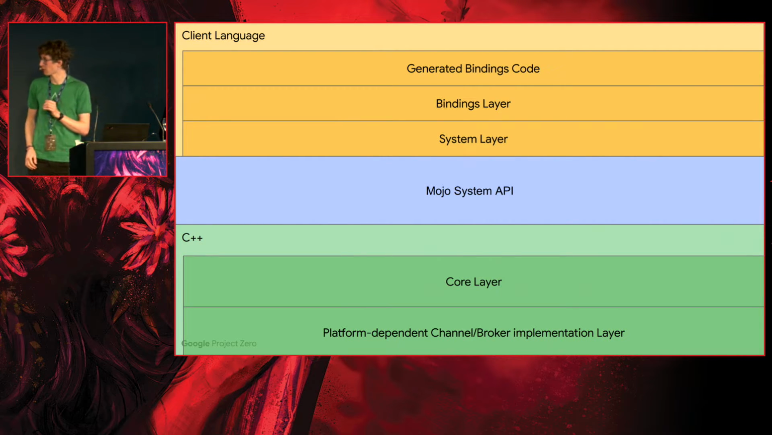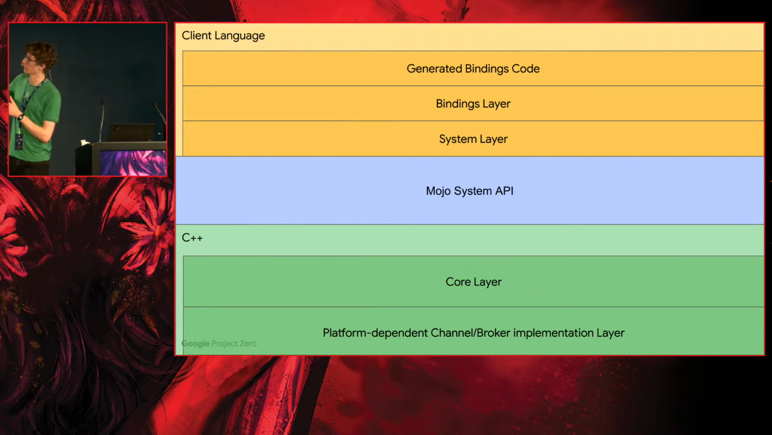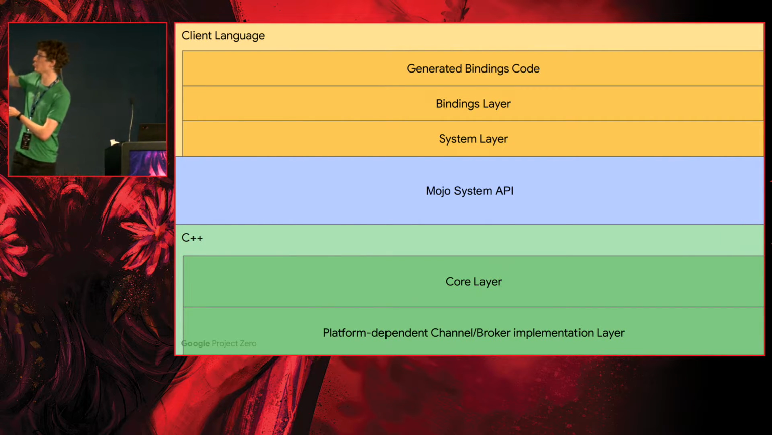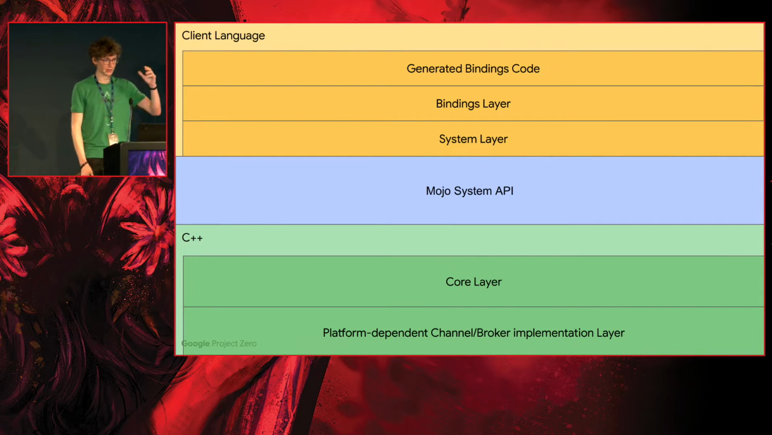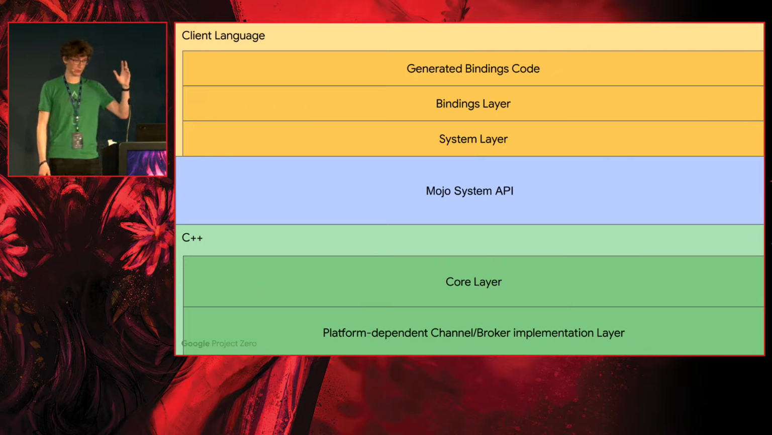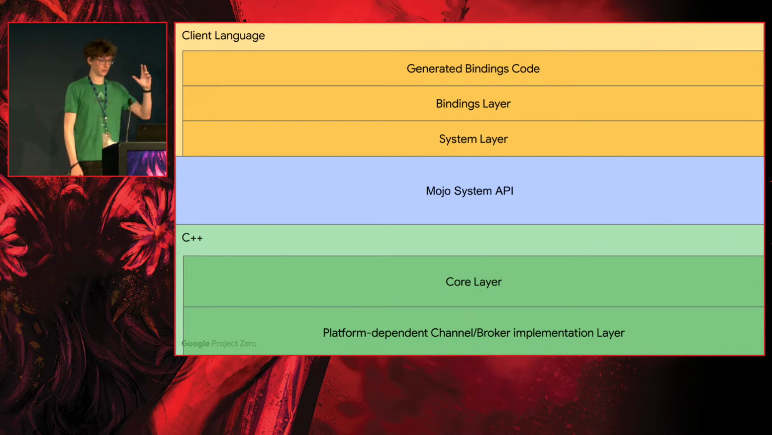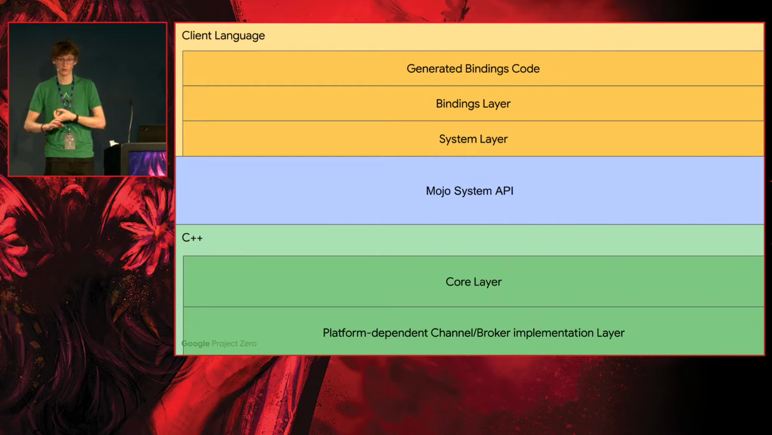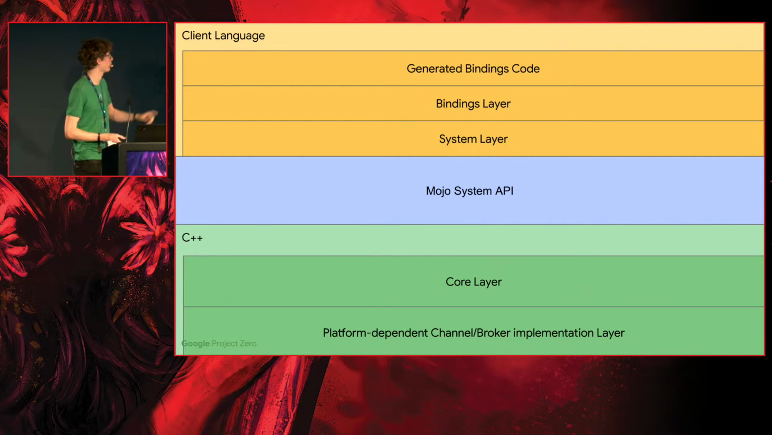But first, the writing's kind of small. Anyway, a 10-mile view of the Mojo implementation in Chrome. Starting at the top, we have this client language layer. And actually, you can implement Mojo code in JavaScript, in C++, in Java, and in theory, whatever other language you would implement this top section in.